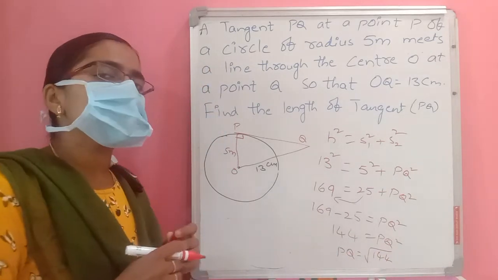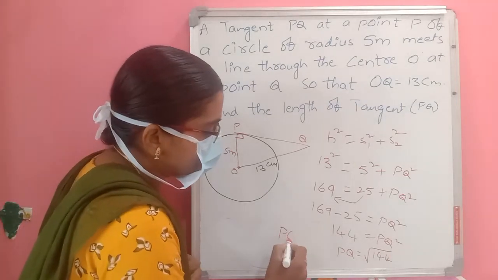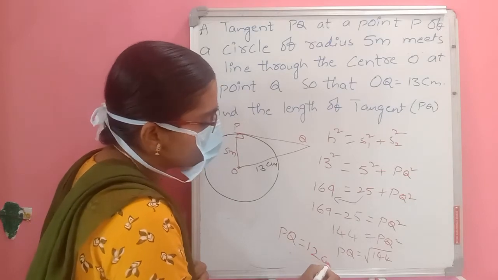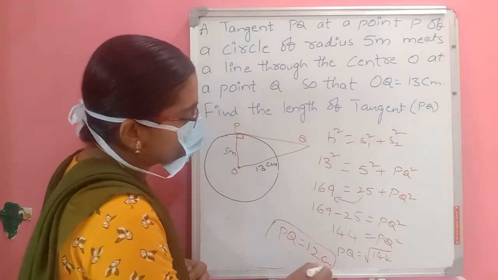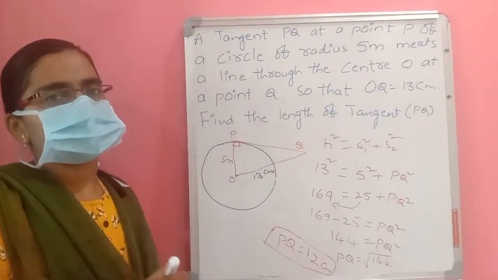Square root of 144 means 144 we can write as 12 square. 12 square, the square root gets cancelled. We will get PQ in centimeters. The length of the tangent PQ is 12 centimeters.